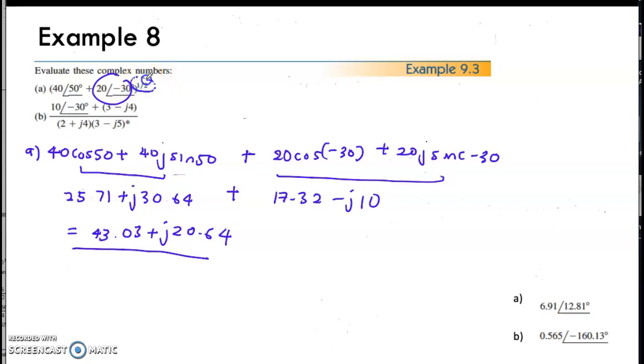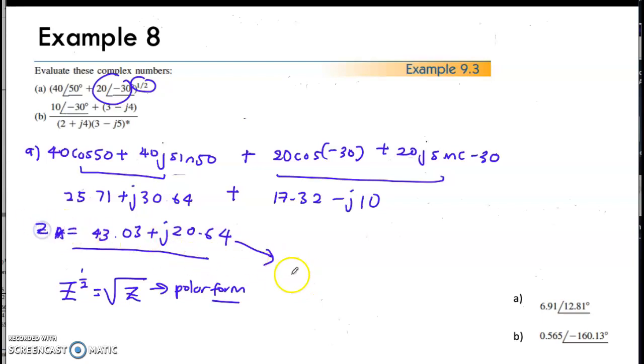So you have a square root here. If you remember in the previous slide, when you have the square root of Z, it means you are going to take the square root of the phasor, right? You need to make sure this is always in polar form, so you need to change this to polar form. Just press your calculator, and let's say this is A or Z. Your Z here is equal to 47.72 angle 25.63.